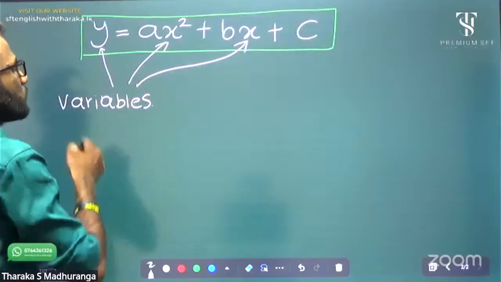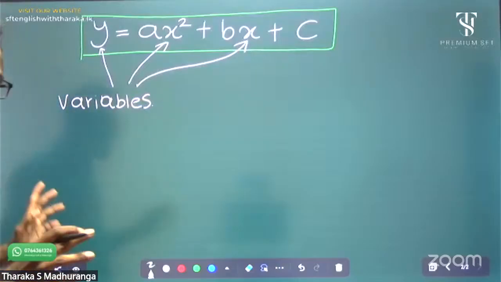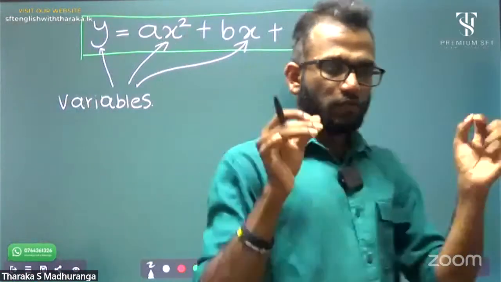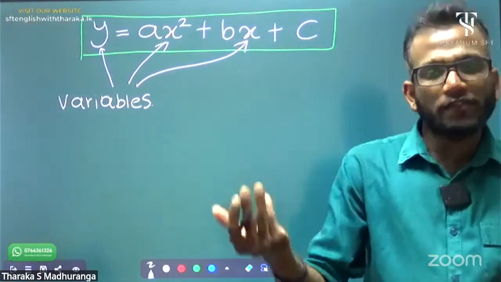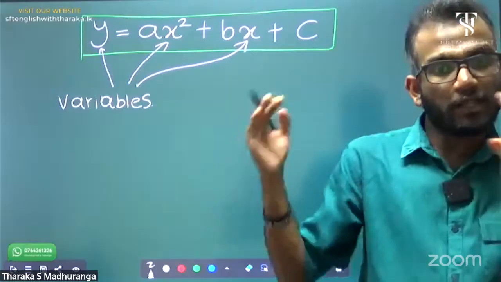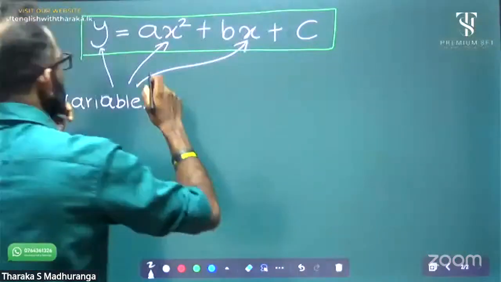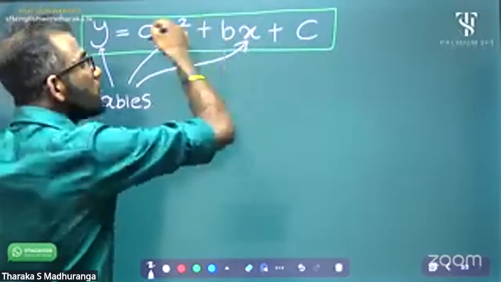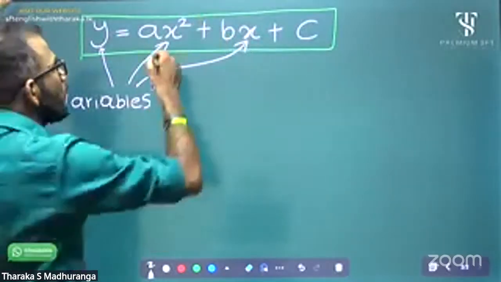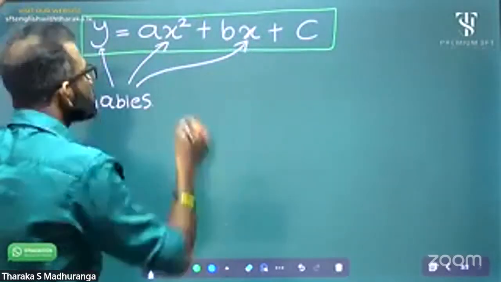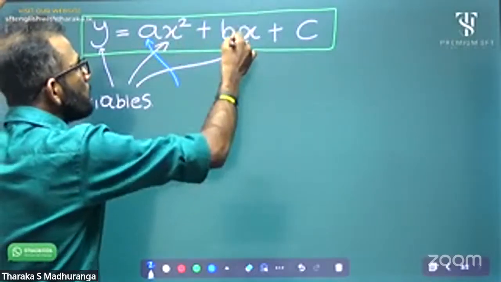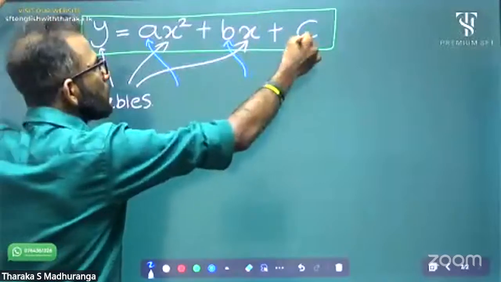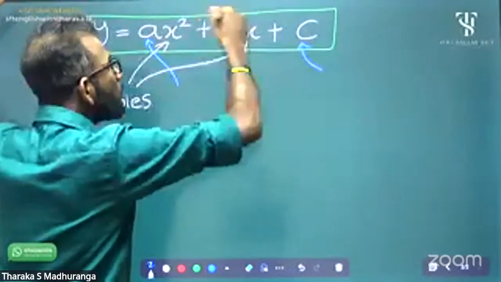X and y values are changing point to point on the parabolic shape. If you consider 2 points on the parabolic shape, its x and y values are different. But a, b, c values, remember, a, b, c are constant values.